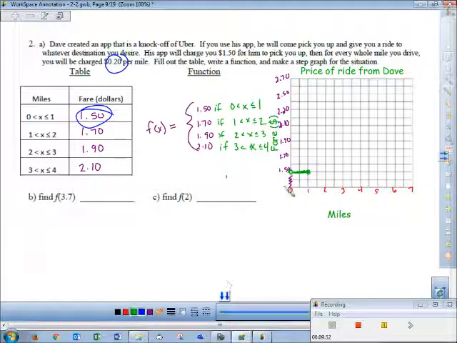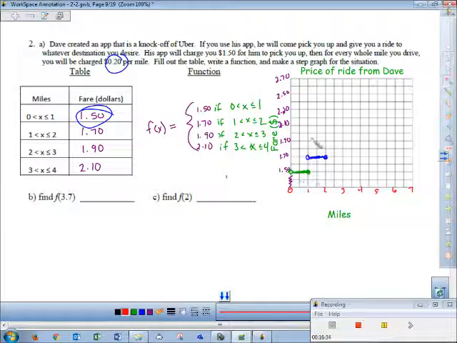And then if we went past that mile, even if it was 1.000000001 miles, it's like we had to pay that extra 20 cents, and that's going to cost us $1.70. So open dot on the left, closed dot on the right. Anything like 1.0000001 is right here on this blue step.